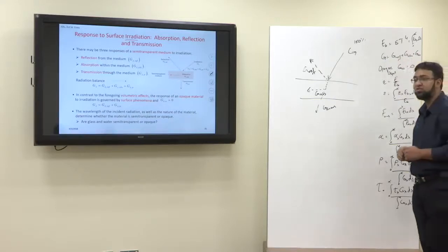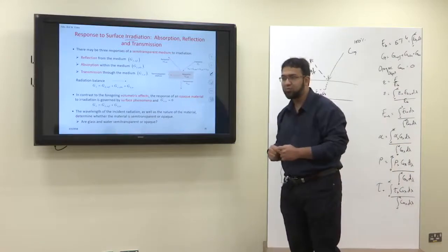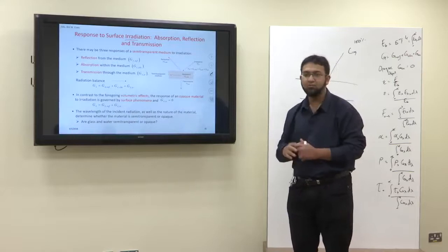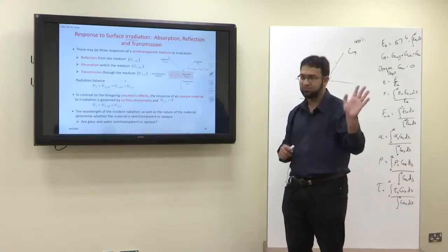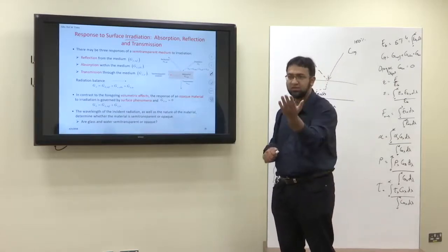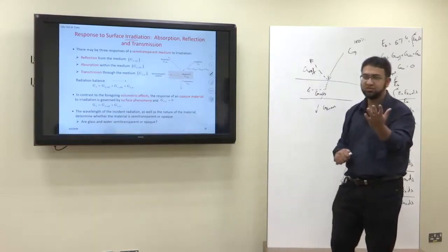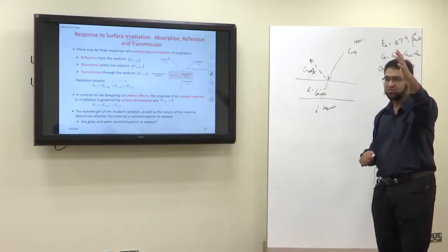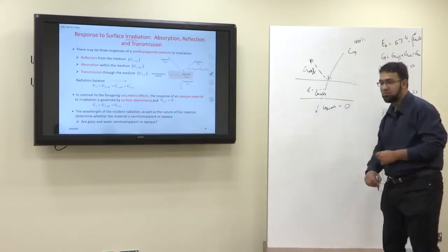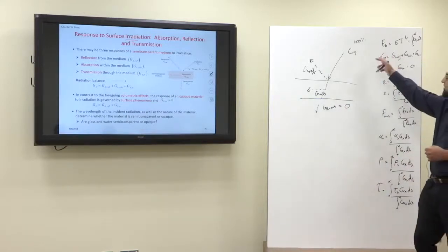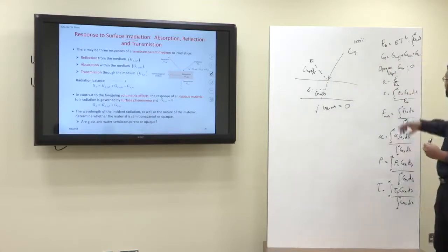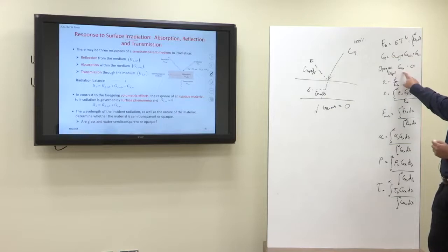Now suppose that the body is opaque. Opaque means, for example this wall, you cannot see the other side of the wall. So if the body is opaque, one thing is very clear: no radiation is transmitted, because if it could transmit, then you could see the other side. So for an opaque object, G transmitted will be 0, and G will be equal to G absorbed plus G reflected.